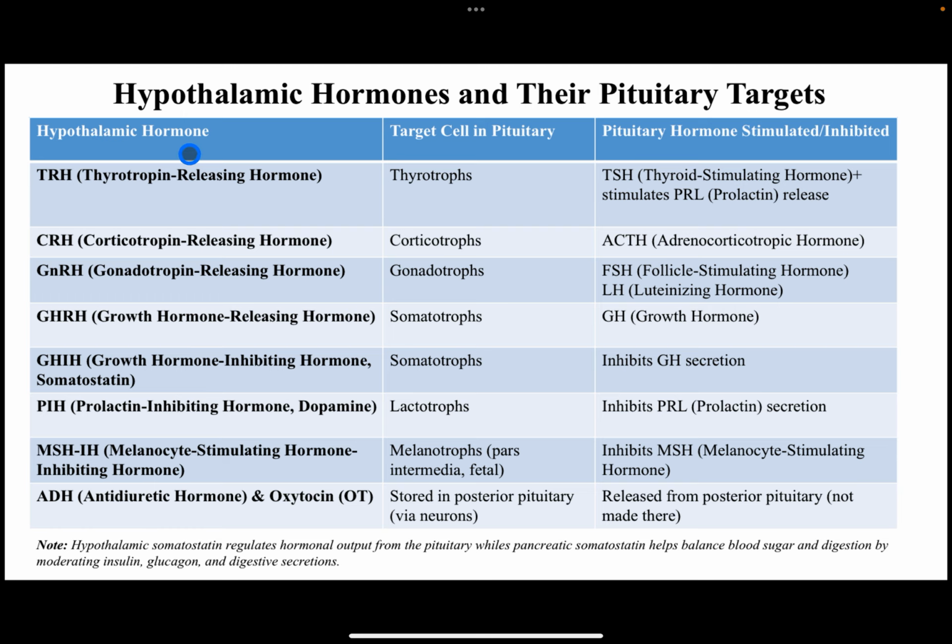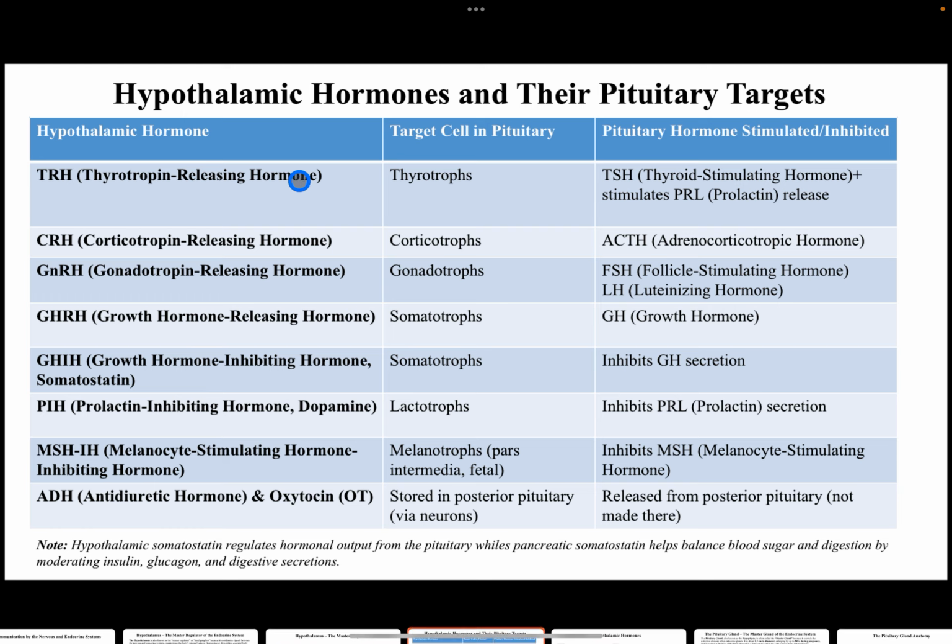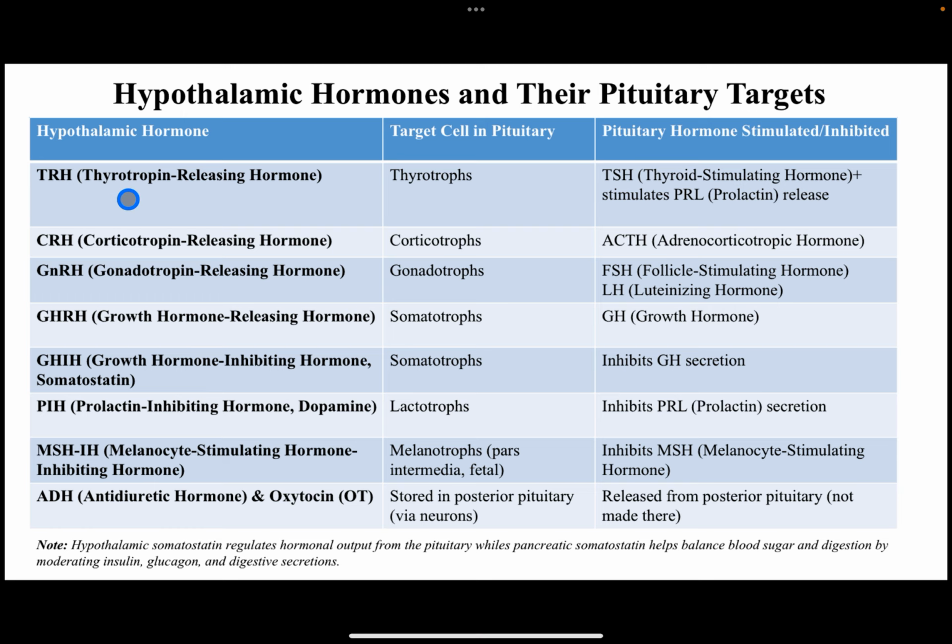This is the hypothalamic hormone, meaning the hormone produced by the hypothalamus. This is the target cell in the pituitary gland, and then the pituitary hormone stimulated or inhibited. So the first hormone produced by the hypothalamus is the thyrotropin releasing hormone, TRH.